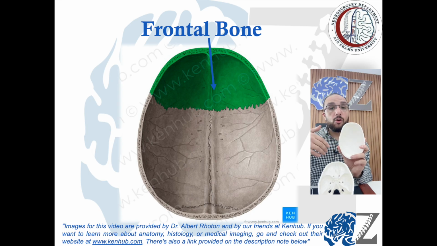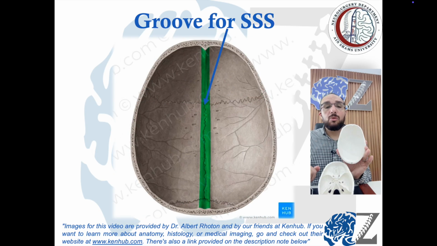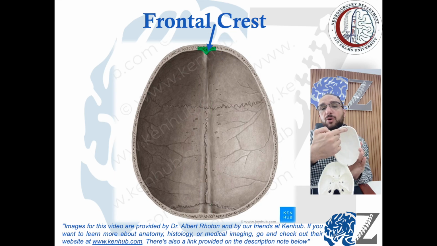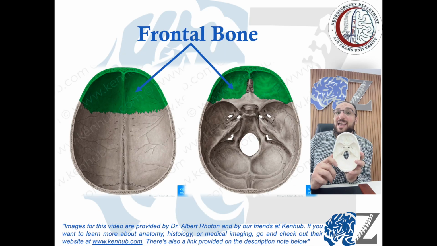This is the frontal bone forming most of the anterior aspect of the calvaria. Backwards, it's fusing with the 2 parietal bones by the coronal suture. Okay, and we know now that there is a groove for the superior sagittal sinus, and we know the frontal crest. Okay, what else? Let's look at the skull base.